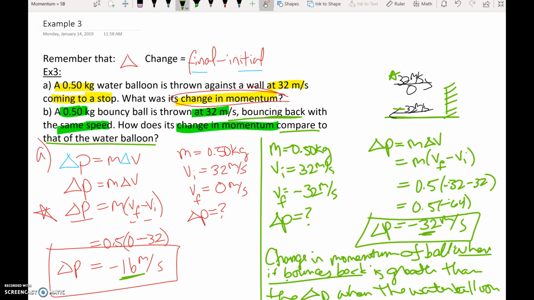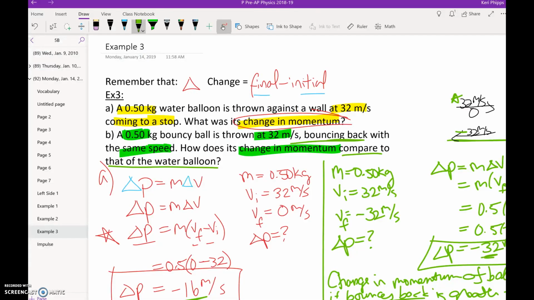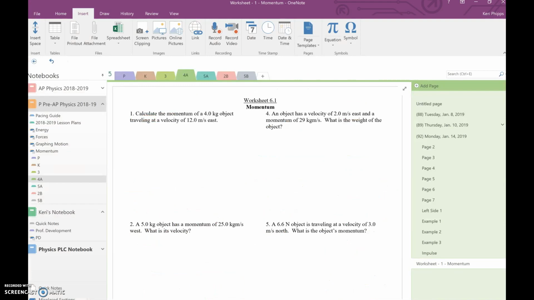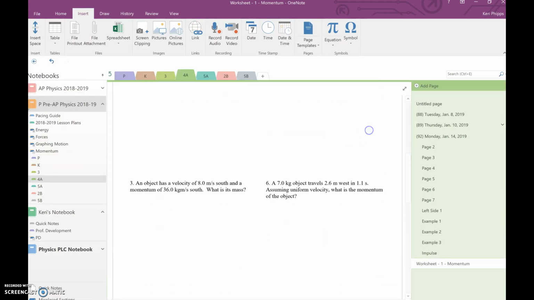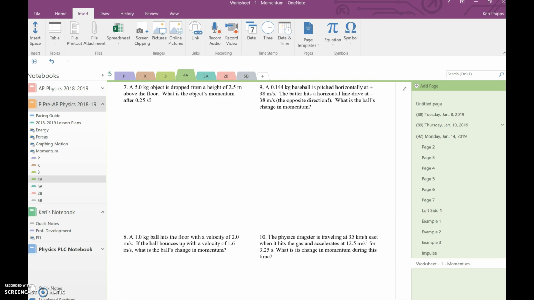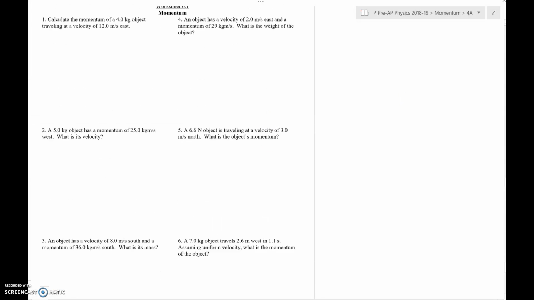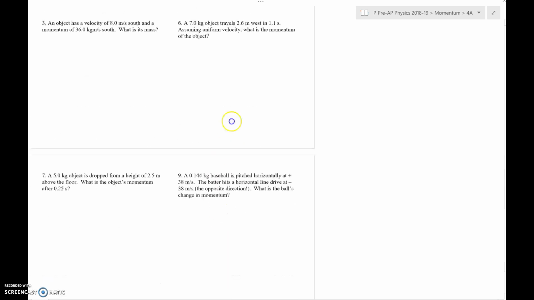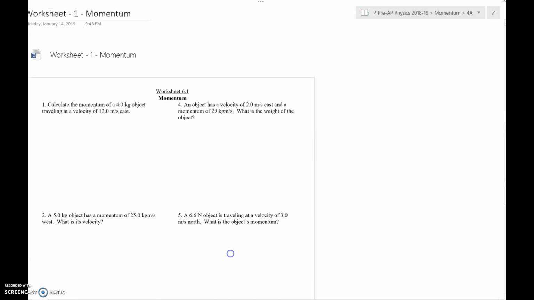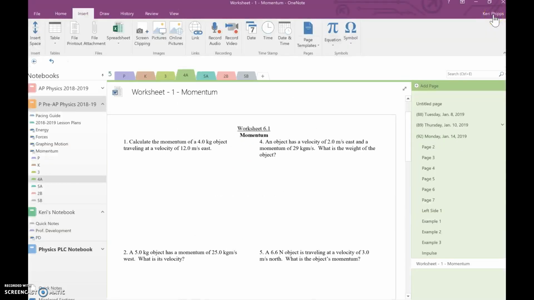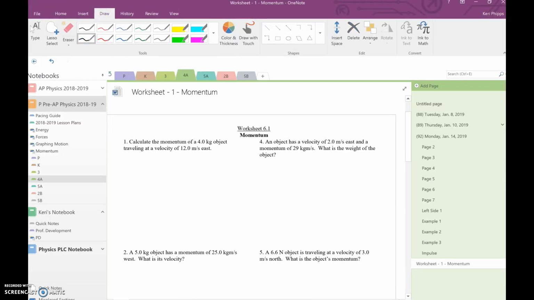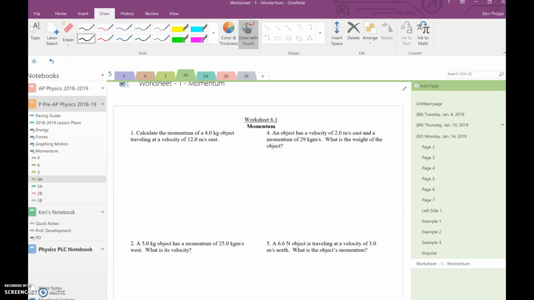After this, you need to work on the homework assignment. Okay, here's the homework assignment. It's actually on your page. It's all on one. This is what we're doing. The first 5 are relatively simple. Watch out for number 4. Know that it's asking about the weight of something. So you're going to have to go back and look up what weight is and how do I find it.